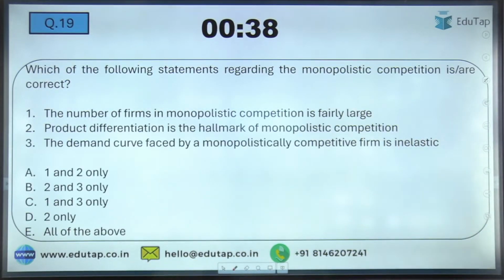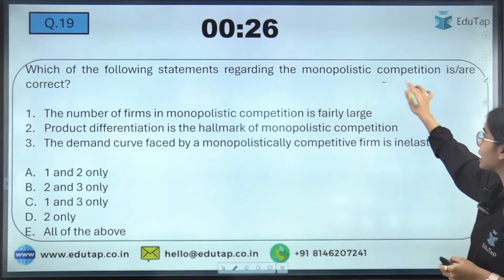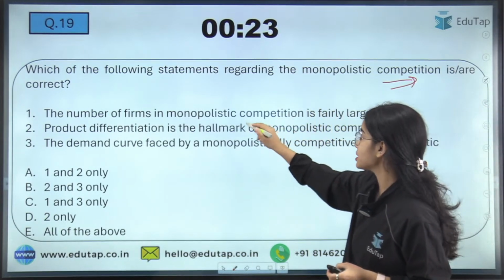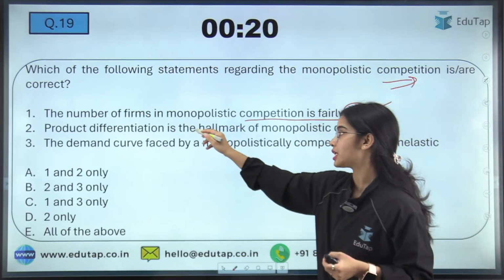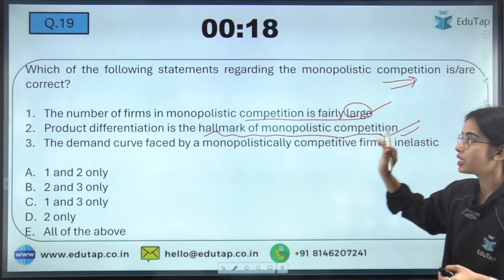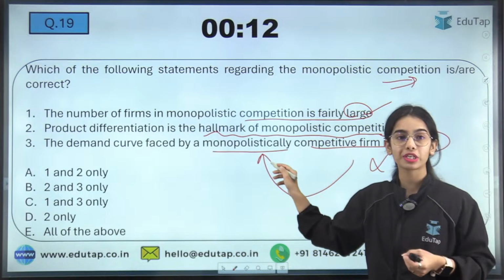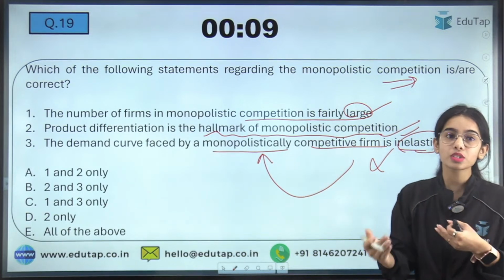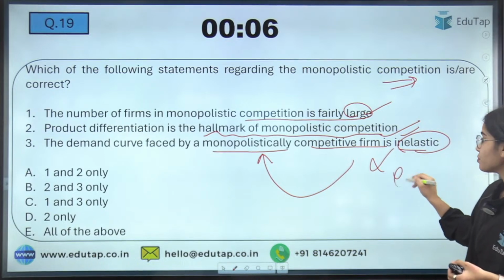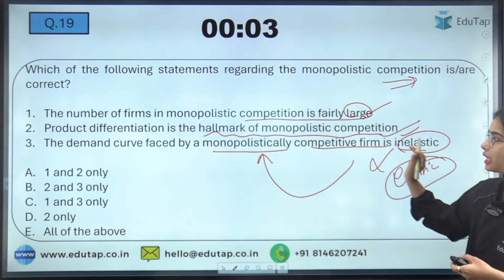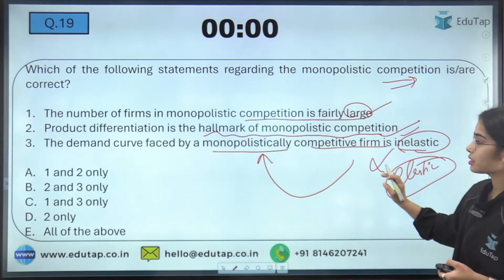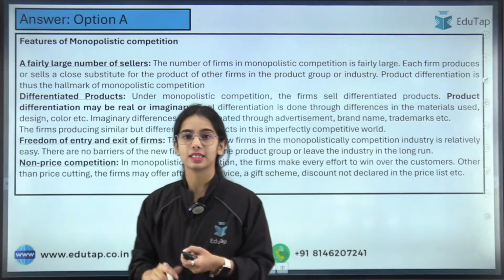Which of the following statements regarding monopolistic competition is or are correct? That you have to tell me. In monopolistic competition, there is a large number of firms present. So that is correct. Product differentiation is the hallmark of monopolistic competition. So correct. The demand curve faced by a monopolistically competitive firm is inelastic. No. Usually in monopolistic competition, there are a large number of firms that are close substitutes of each other, so usually the demand curve is elastic for the monopolistically competitive firm. So 1 and 2 are correct. So here the answer is A. Got it? Yes, the answer is A.